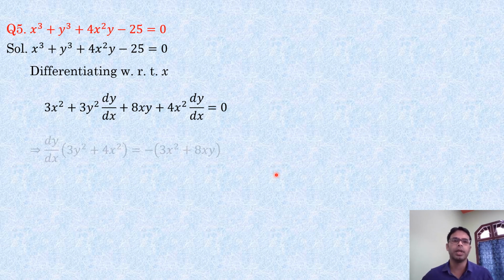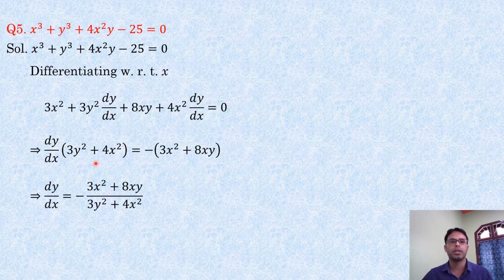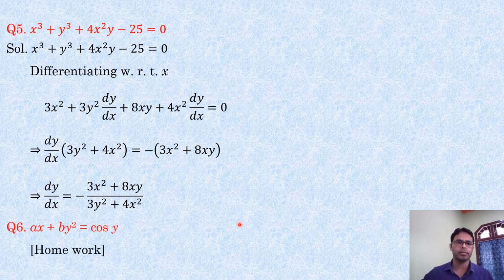Then collect the terms of dy/dx. This dy/dx is common here. This is 3y square, and from here 4x square, equal to minus 3x square, and minus 8xy. So this is minus 8x, and minus is taken common on the right hand side. Then dy/dx will be equal to just division by this term, and it completes the solution of the problem. And this is homework for you. You can solve this problem.